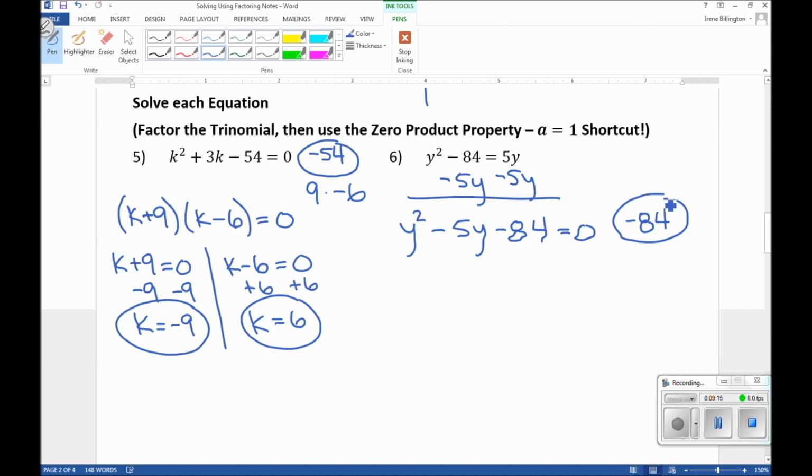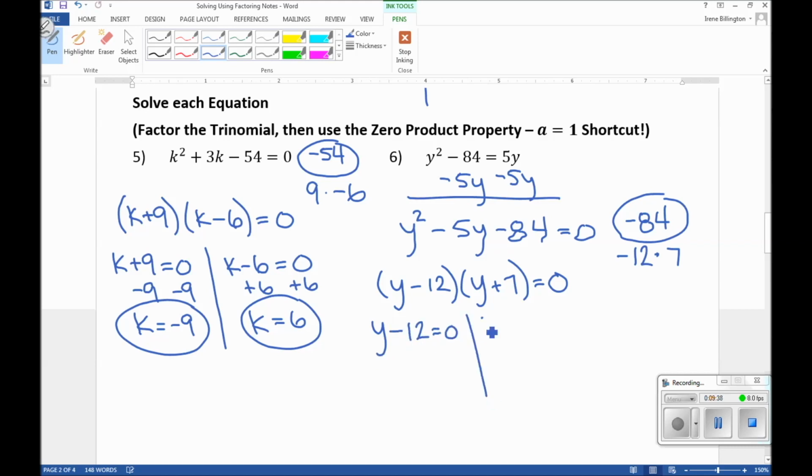What two factors multiply to equal negative 84 and add together to equal negative 5? That would be negative 12 and positive 7. So the factored form of this trinomial is y minus 12 and y plus 7, and that equals 0. Set your factors equal to 0. Y minus 12 equals 0. Y plus 7 equals 0. So y equals, add 12 to each side, 12, and y equals, subtract 7 from each side, negative 7.